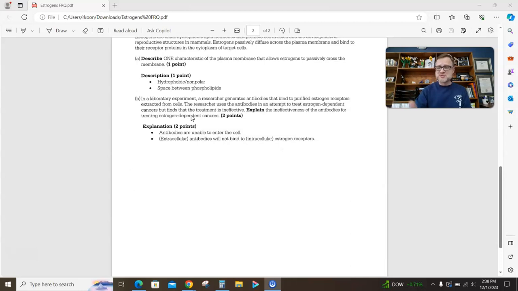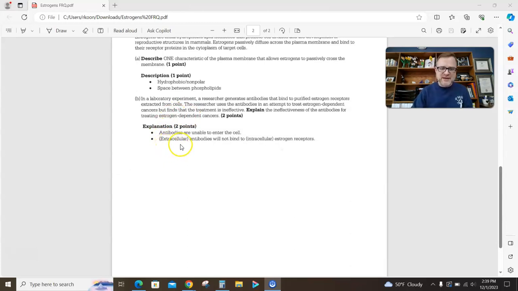In this case, the explanation was worth 2 points, even though only one word is bolded. Probably on the current exam, every bolded word is worth a point that's in the prompt. Okay, so look at what they accepted. So the antibodies are unable to enter the cell. And again, knowing that antibodies are large molecules is helpful to know.